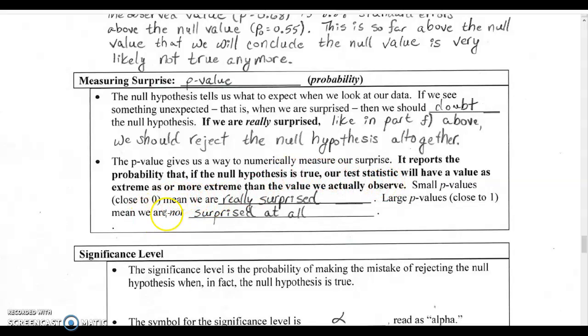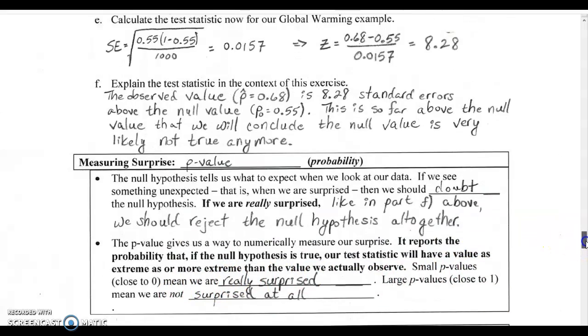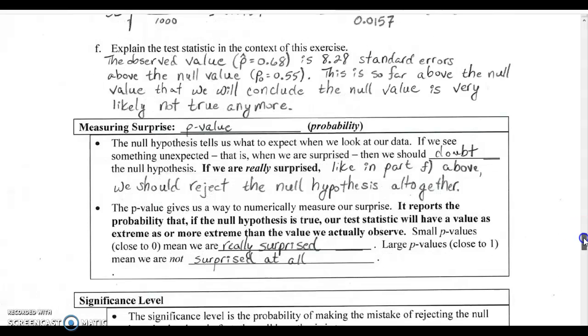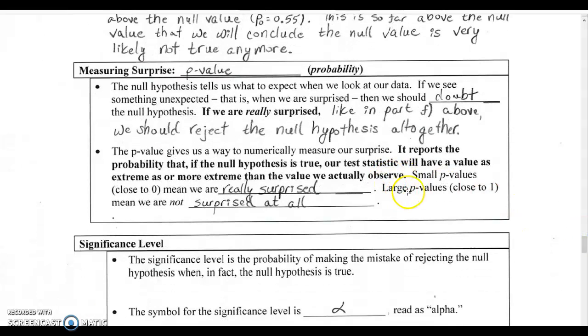In other words, if we get a p-value close to 0, that means we are really surprised. The p-value here would be the probability that z is greater than or equal to 8.28. Of course, that's going to be really close to 0. Large p-values, which are close to 1, mean we're not surprised at all, and there's not enough information to reject the null hypothesis.